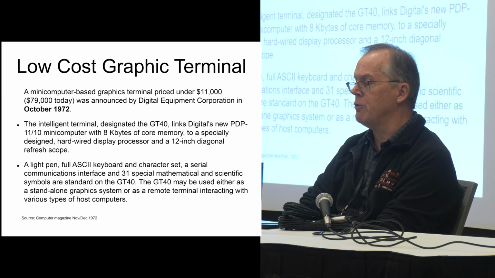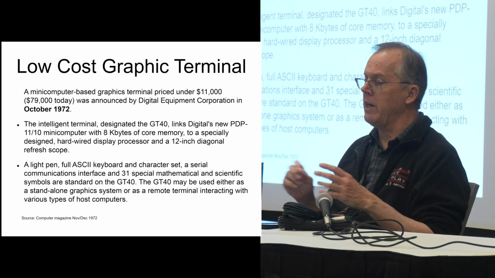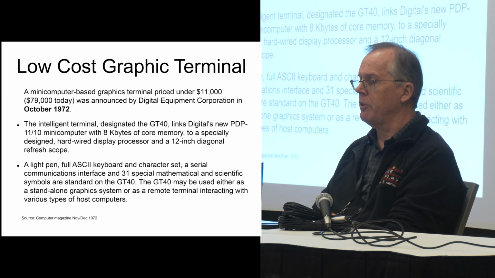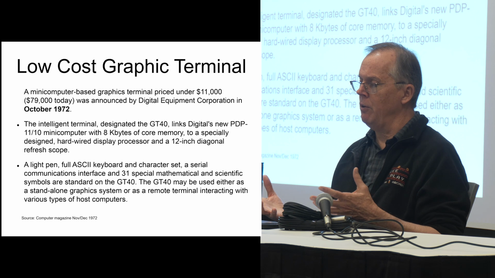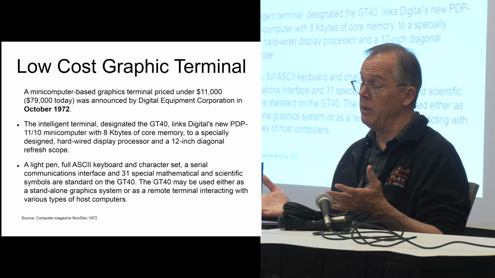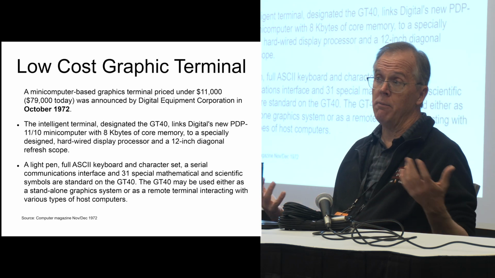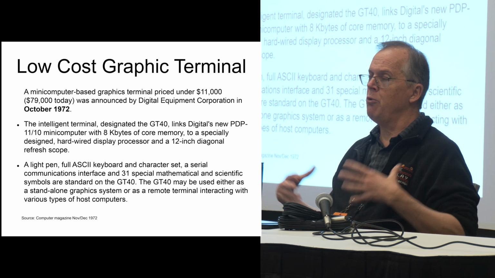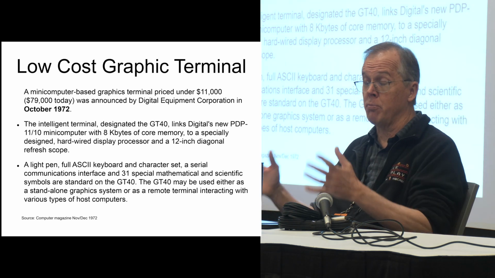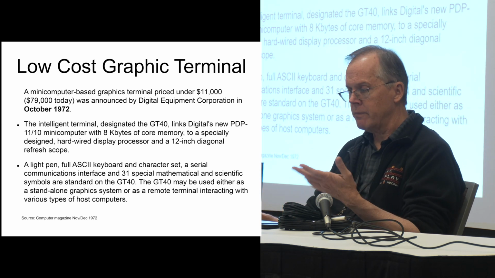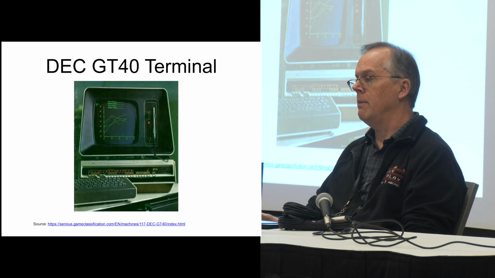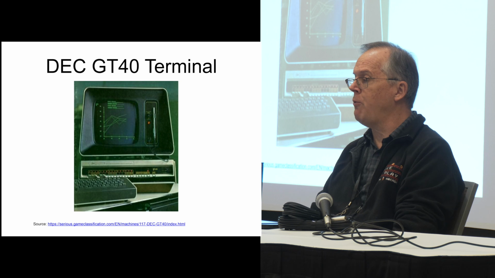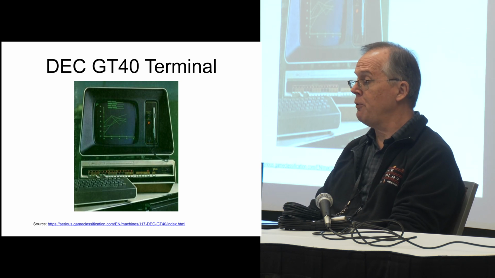And some of the novel features, it had a light pen, which was an easy way to interact with the data that was on the screen. It was generally designed not to be a standalone, although it could do that because it had a PDP-11/10, but to talk to a bigger PDP-11/45 or 11/70 that would do all the number crunching, and then it would just display the results. So they released this in October of 1972, and that was the DEC GT40 terminal. And this is a picture from some of the literature that was available.